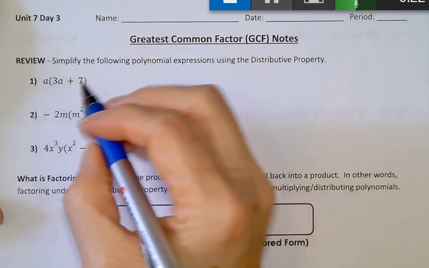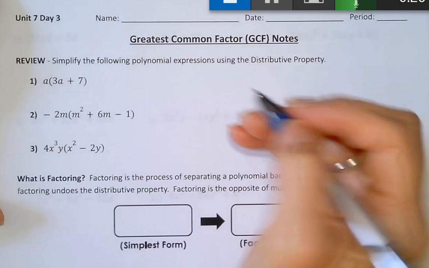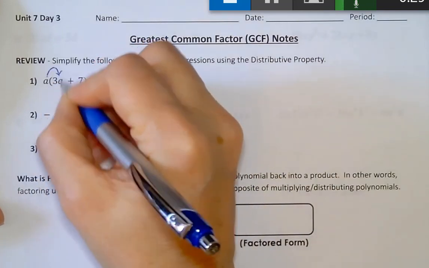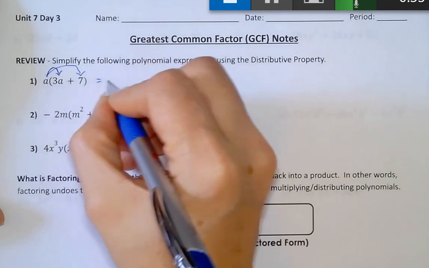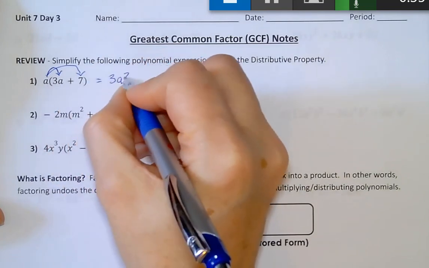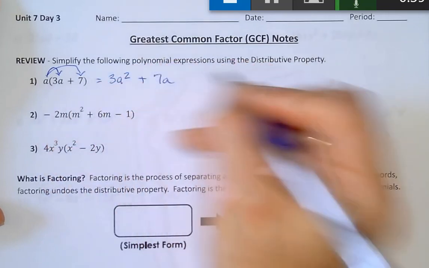So just quick review, we're going to simplify the following polynomial expressions using the distributive property. So I'm going to multiply a times 3a, and also I'm going to multiply a times 7. So I get 3 times a, that's 3a squared, plus a times 7, which I'm going to write as 7a.